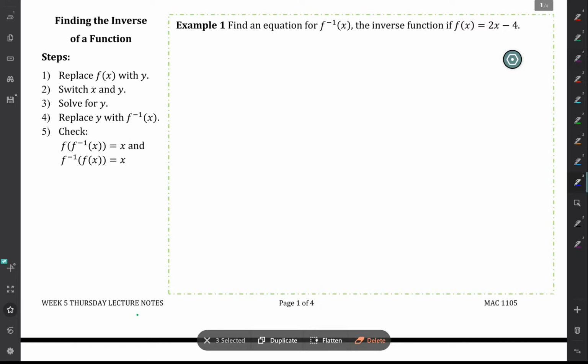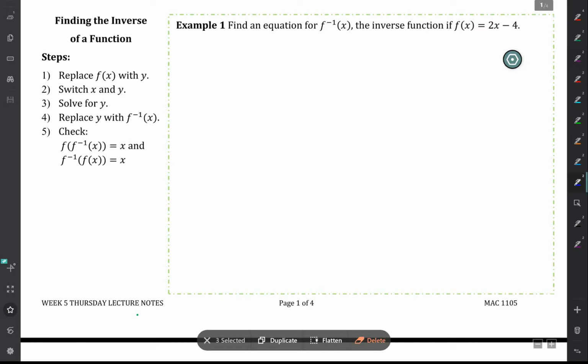So the first step is to replace f of x with y, then switch x and y. You're going to solve for the y variable, and then replace y with f inverse of x, and that will be your inverse. And then you should always check your work by plugging f inverse into f, and f into f inverse.